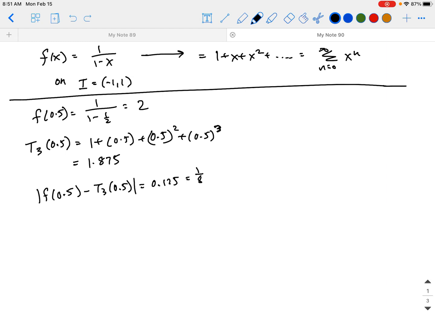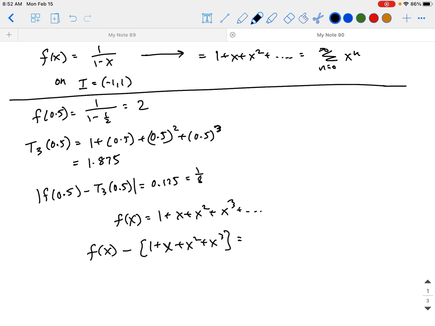What we'll notice here is that f of x equaling 1 plus x plus x squared plus x cubed, etc., we could rewrite as f of x minus that third order Taylor series, so 1 plus x plus x squared plus x cubed. And if I move those terms over, what I'm left with is everything else. I still have all of those terms going on forever.